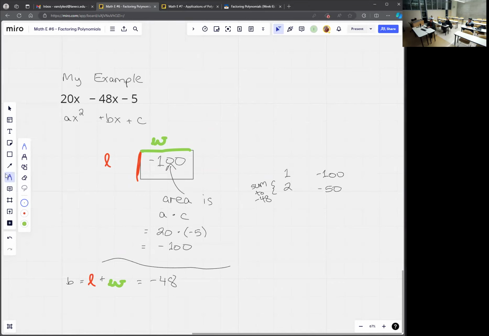So one of these numbers is 2, and the other is negative 50. It doesn't really matter which one you pick for which. Is this ringing a bell? Want me to repeat things or say it in different words?